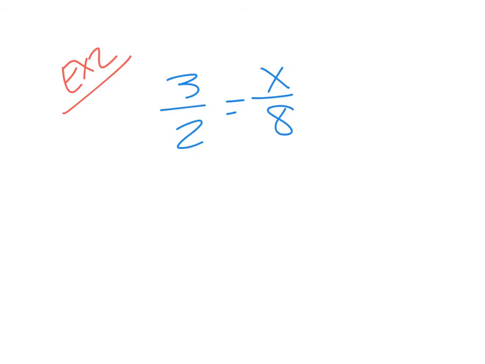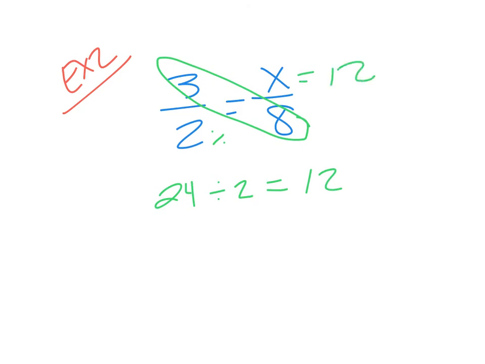How do I solve this? Cross multiply 8 and 3 and then divide by 2. So what's 8 times 3? 24. 24 divided by 2 is 12. So x equals 12. Bam. Any questions?